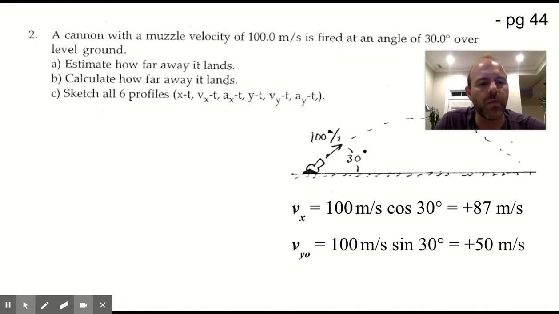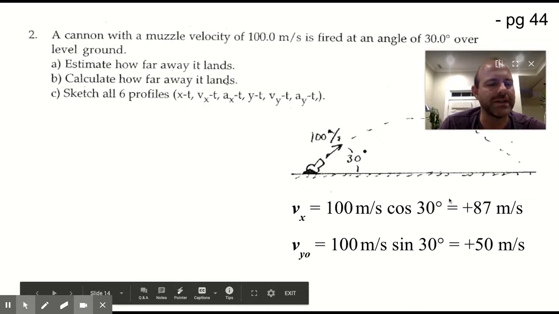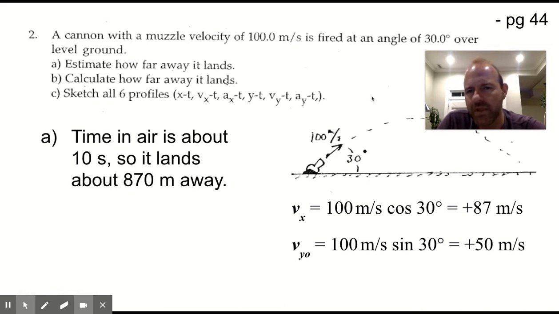That's 50 meters per second in the y direction, which is good because that's an easy number to figure out how long it's in the air. This other number you may not have estimated perfectly, but most of you are better at that than I am. Time in the air is about 10 seconds, 5 seconds up, 5 seconds down. So we could say it lands somewhere between 800 and 900 meters away. This is an estimate after all.